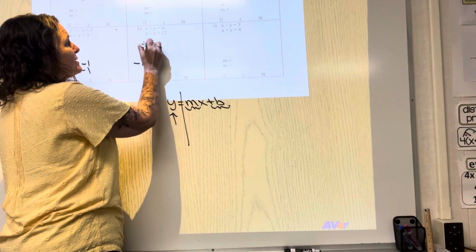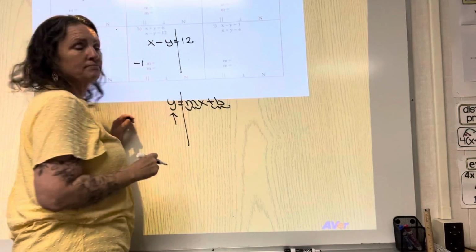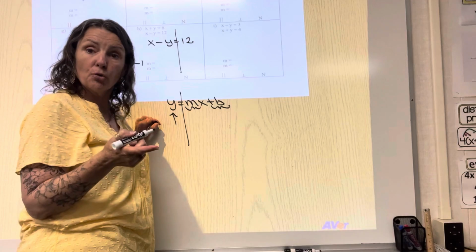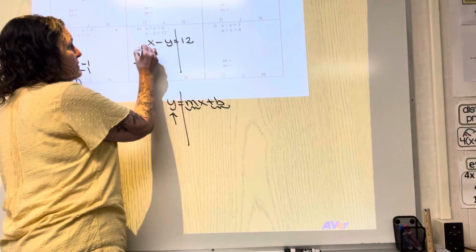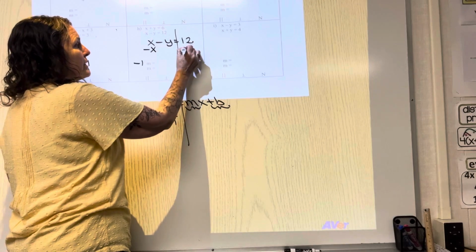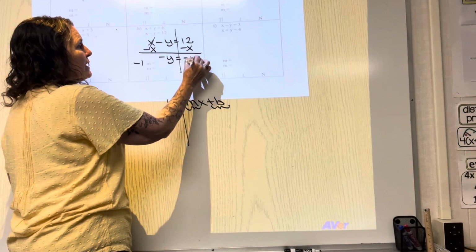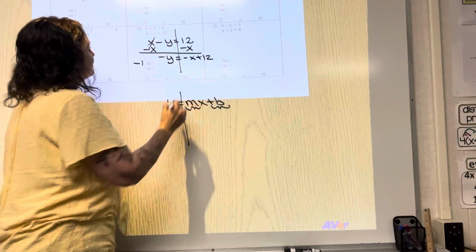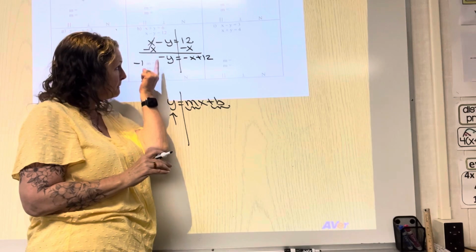So I have x minus y equals 12. Still in standard form, we need it in slope-intercept form because it's easier to grab that slope. So let's do that. Mr. X guy's got to go. We take his opposite to make that happen. We have negative y equals negative x plus 12. This is not in slope-intercept form. Do you see what's sitting there?